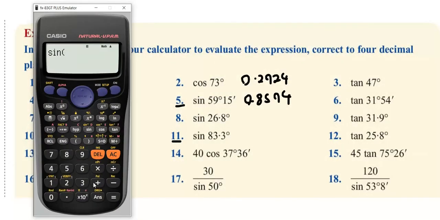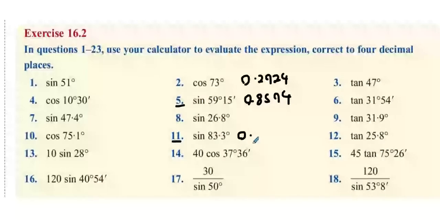Sine 83.3, I suppose. Once again, an easy one. 0.9993, and it's a 17, so it'll be 0.9932. Okay, I'll do question 14.